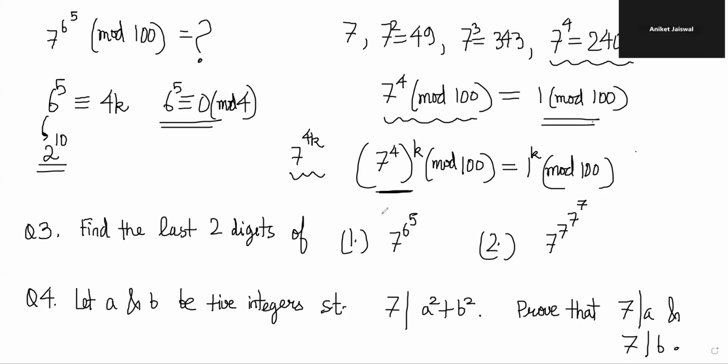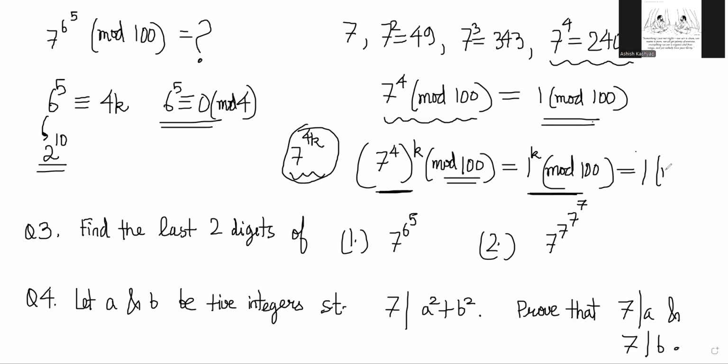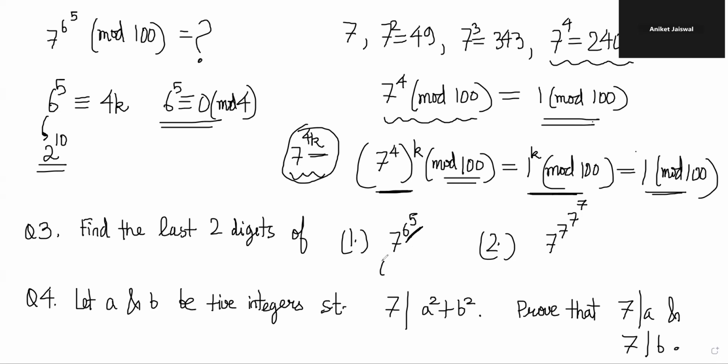Yes, sir. So whenever 7 power 4k is taken mod 100, what is this? 1. So what we know immediately, since 6 power 5 is of the form 4k, what is the remainder? 1. So the answer is the last two digits are 0 1 here.